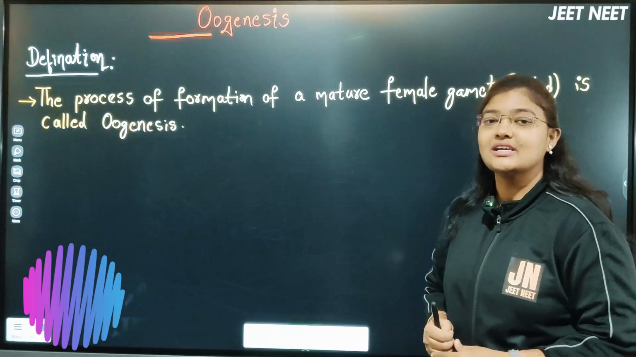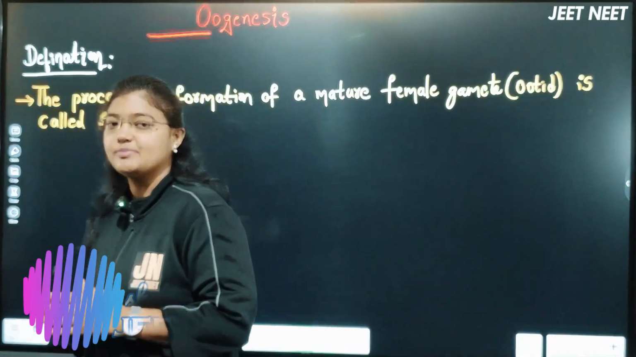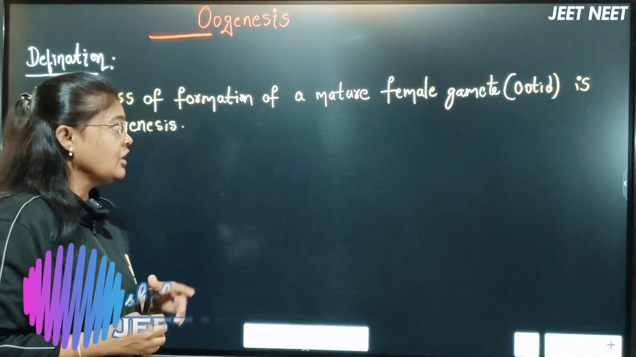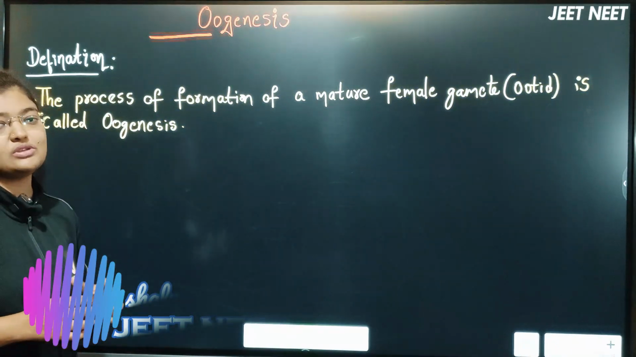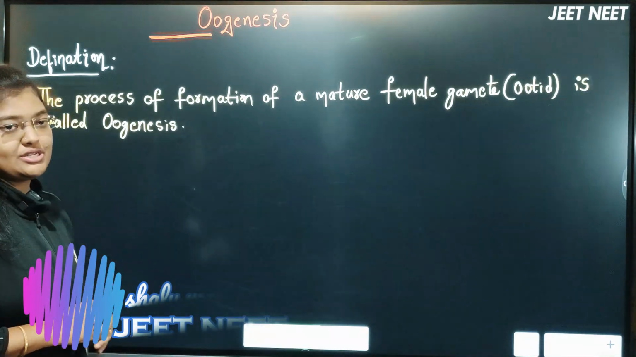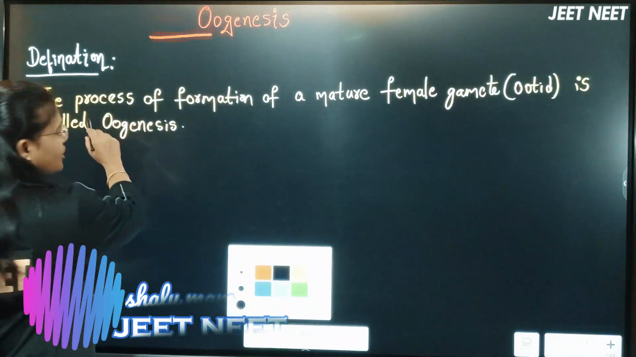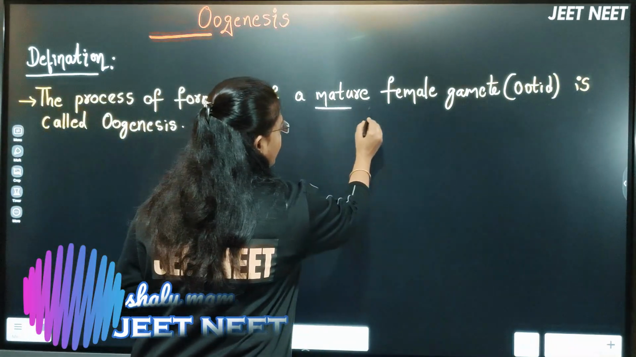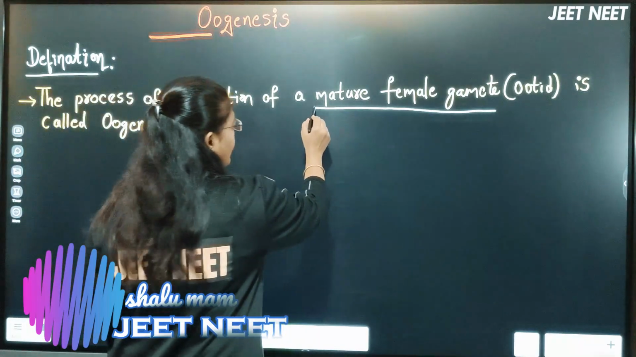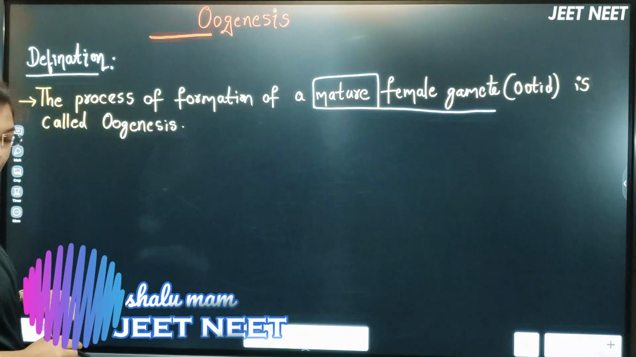Today we are going to discuss the topic oogenesis. Previously we have explained in detail about spermatogenesis and the structure of the sperm. Today I am going to discuss the process in detail with a diagrammatic explanation, that is oogenesis. Oogenesis is nothing but the process of formation of a mature female gamete, right? It's not immature, it's a mature female gamete.